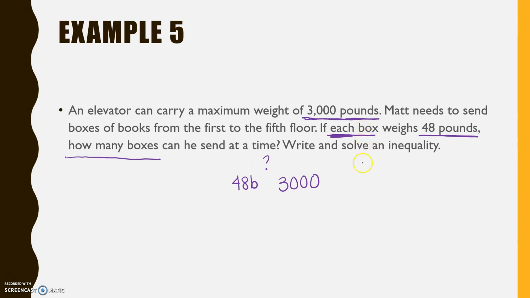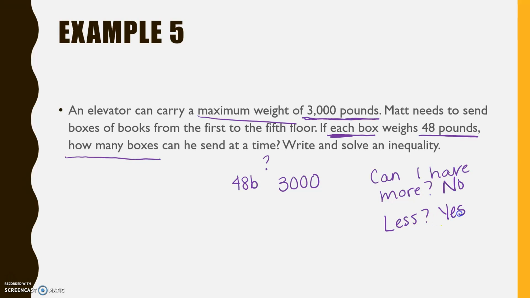So I'm going to think about this. It says a maximum weight. So can I have more than 3,000 pounds? How about less? Well, can the elevator carry more than 3,000 pounds? No. Can the elevator carry less than 3,000? Yes, it can. So since it can carry less, I'm going to use the less than. It can also equal 3,000, so I'm going to put a divided sign there.